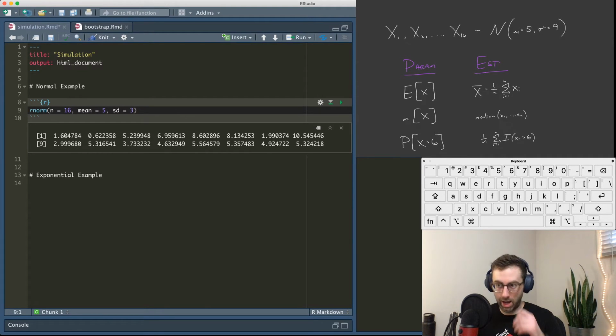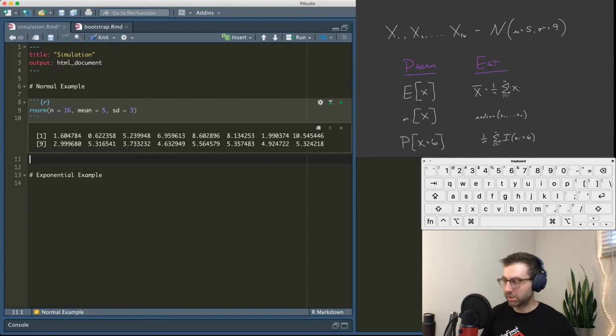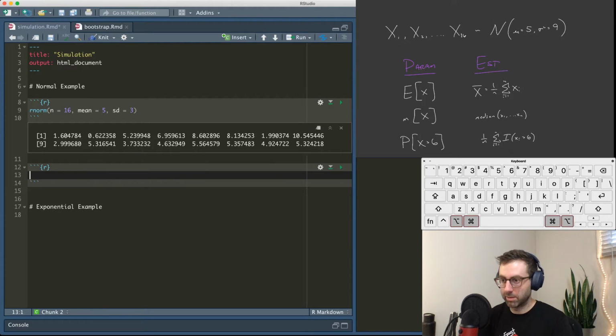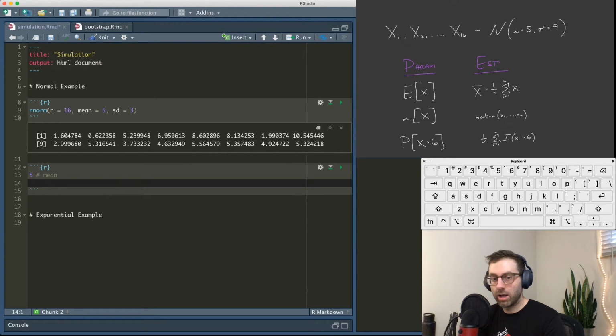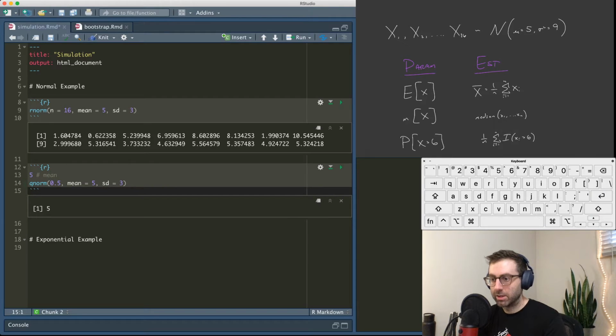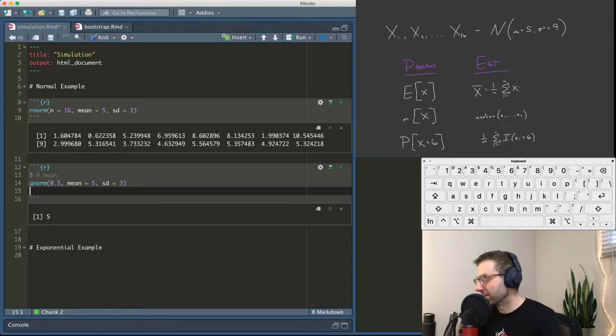And we also have the 3 estimators. So something we can do, and this will be sort of useful to think about, is calculate the true value of those 3 parameters. Like in practice, we wouldn't be able to do this, but because we've specified the distribution, we know these things. So the mean is just 5. We already know that. So if I want the true median, that would be qnorm 0.5 with a mean of 5 and a standard deviation of 3. So that's the true median, which is also the mean because it's a symmetric distribution.